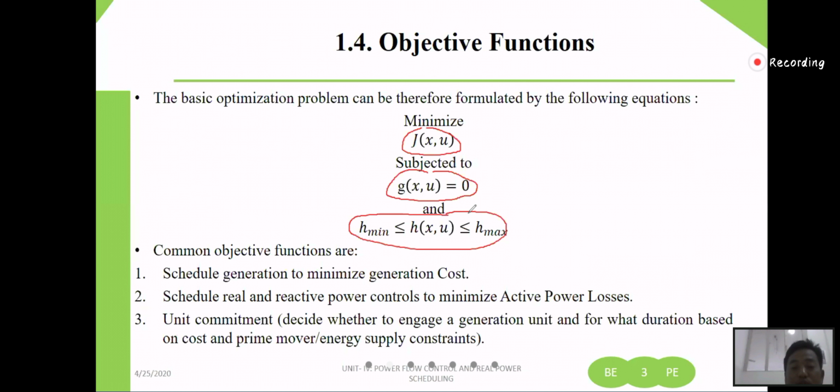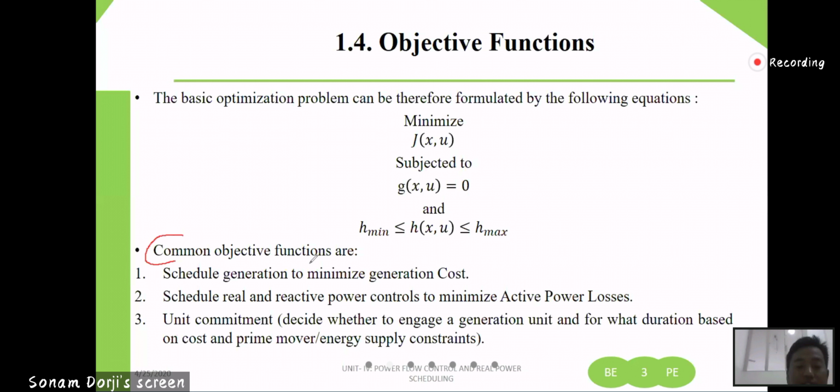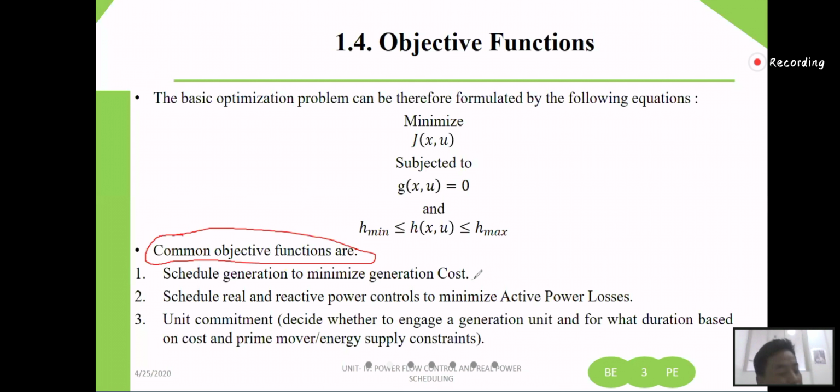If you are not fulfilling these two and you try to optimize, then instead of achieving good quality power and a minimum cost, there will be huge losses. What you have to know is that I have so far spoken only in terms of cost, but the common objective functions are, first, scheduling generation to minimize the generation cost. That means you don't unnecessarily generate from all the power plants or generators, so schedule them to generate at the early hours.